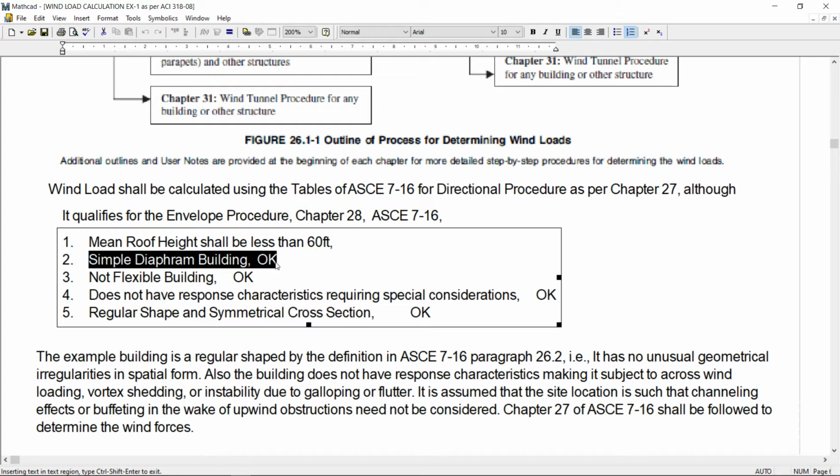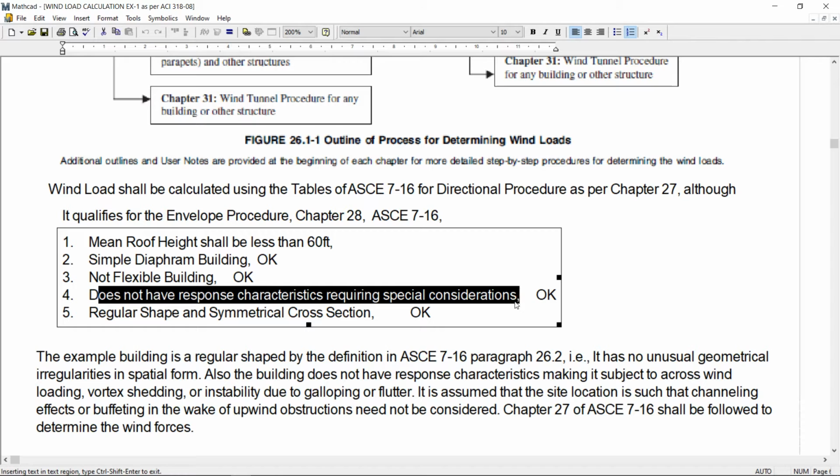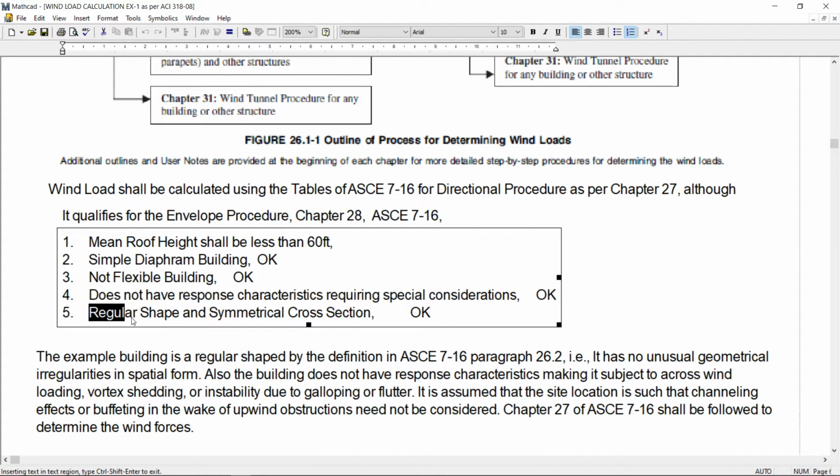because the roof will behave as a diaphragm. It's not a flexible building. It's made of CMU walls. It does not have response characteristics requiring special consideration. Yes, that's correct. And it is a regular shape and symmetrical cross-section building. So all the parameters which are required to qualify for the envelope procedure are there. But for demonstration purposes, we will not be using the envelope procedure now. Maybe later on in another video I will cover that aspect, but for the time being we are using the directional procedure.